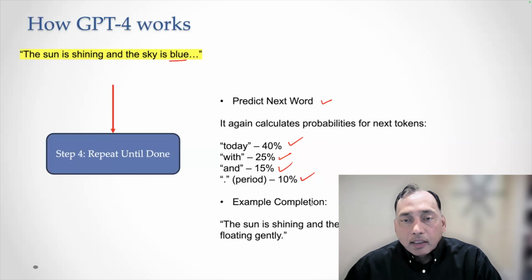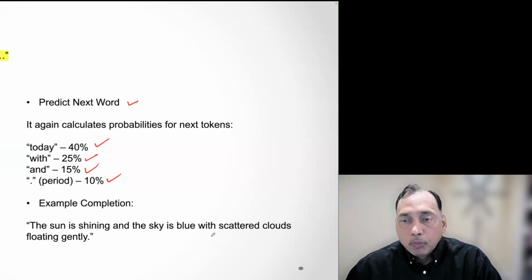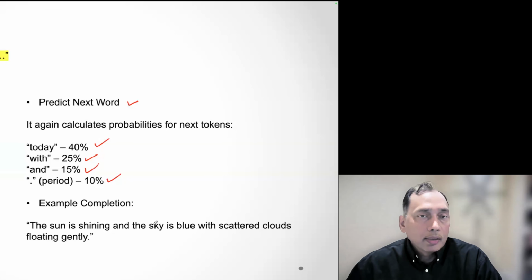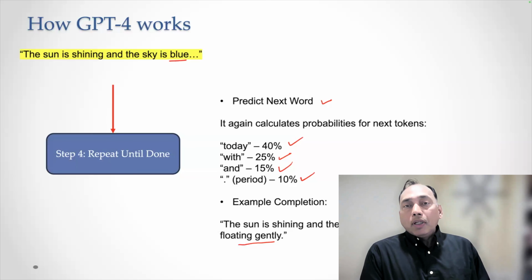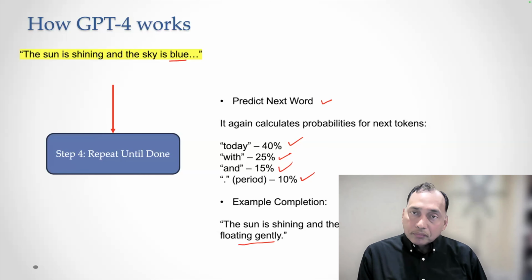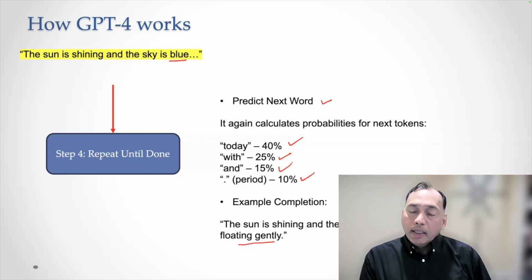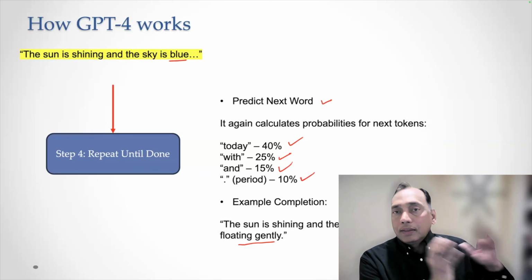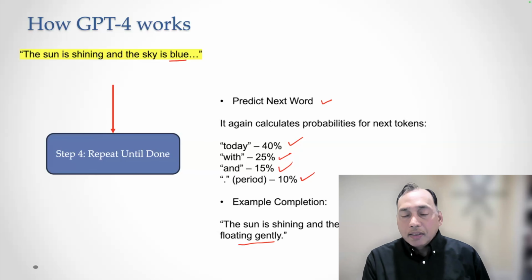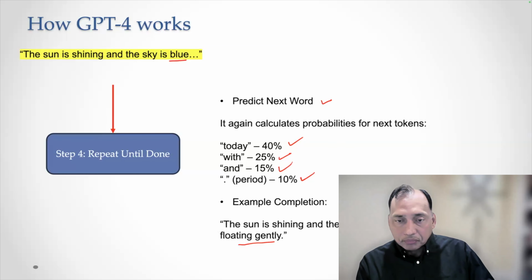So one cycle of completion could look like this. The sun is shining and the sky is blue with scattered clouds floating gently, something like that. So essentially what it is doing is it is trying to predict one word at a time. And while doing that, it looks at so many different things: context, tonality, grammar, and other things.